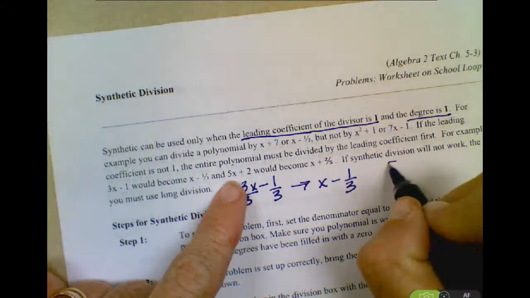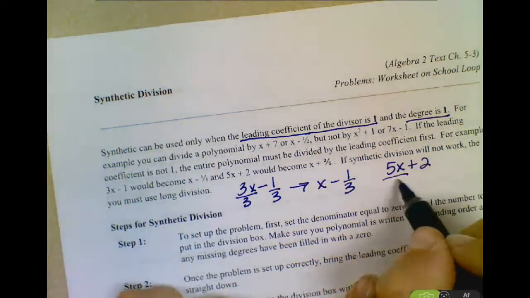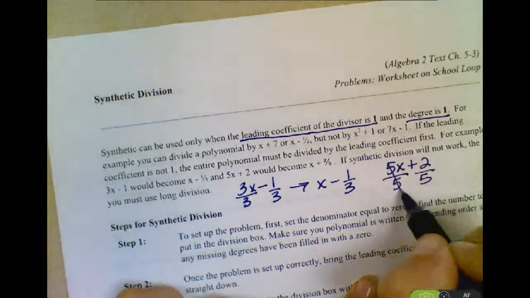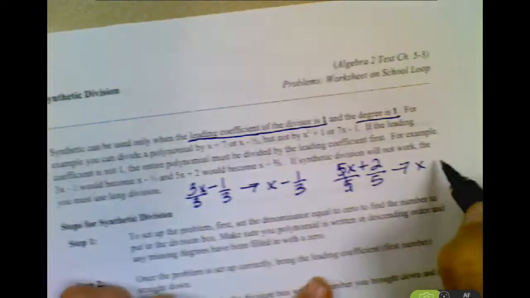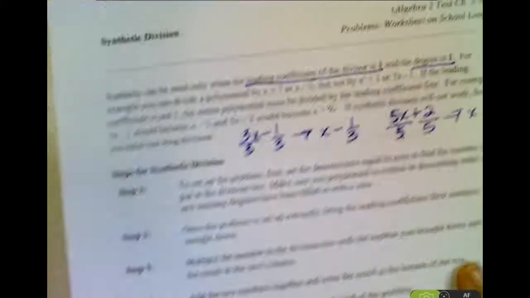Same with 5x plus 2. Currently, this is not a 1. I need it to be a 1. So I have to divide both of those out. So that would give me x plus 2/5. Now that's a leading coefficient of 1. It's also a degree of 1. I'm good to go. Okay.